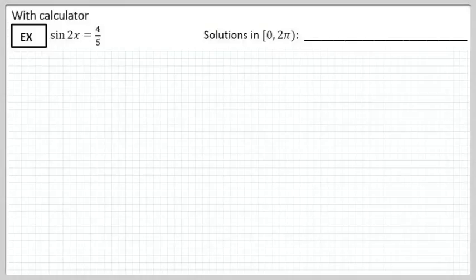Now here's an example with a calculator problem. If I wanted to solve this, I want to consider when is my sine 4/5, and I will need a calculator for this. The unit circle doesn't have a convenient pi over 3, pi over 4, pi over 6 type of case. So I need a calculator.